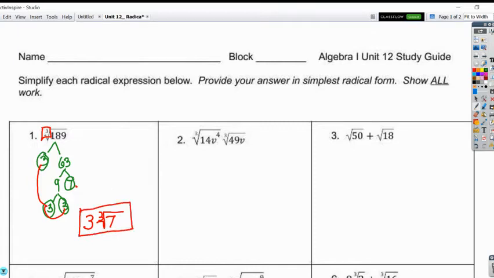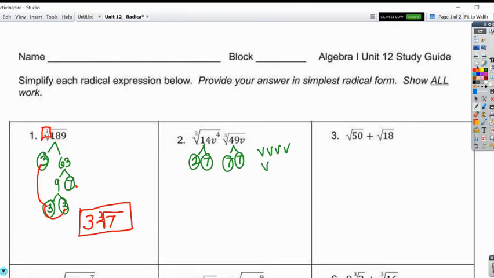Then we can move over to number 2 and go ahead to try and make the factor tree for this. So 14 would be a 2 times a 7. Both of those are prime. And 49 would be a 7 times a 7, where both of these are prime. And then I also have to think about those variables. So in that first radical, I have a v to the fourth, 1, 2, 3, 4. And in my second radical, I have a v.